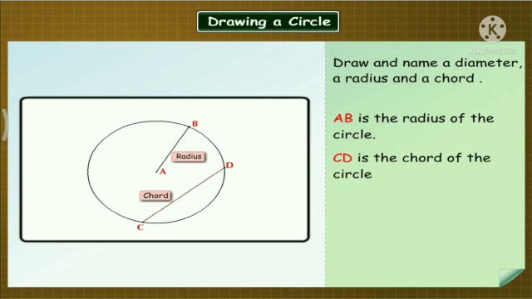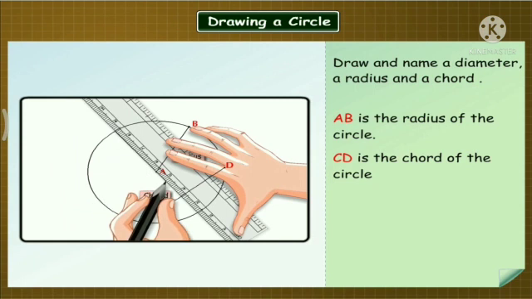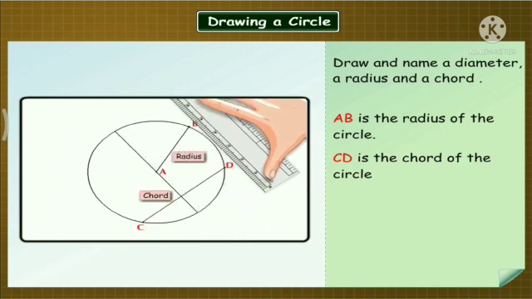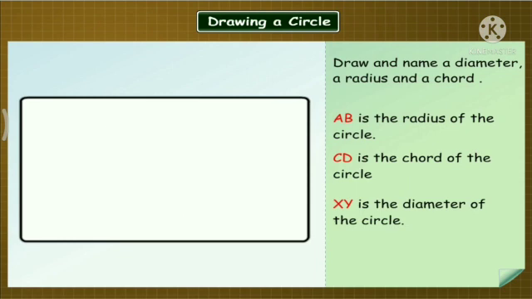Clear? Now next we will draw a line which passes through the center of your circle. It means what we will get? We will get our diameter, that is XY. Clear students? How you will show your radius, diameter and chord?